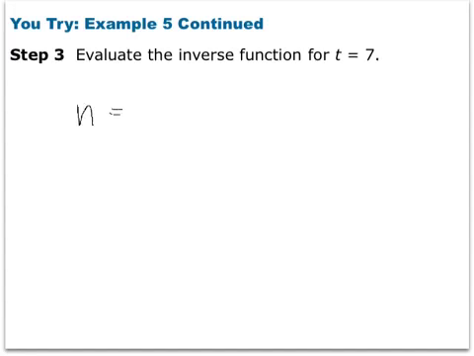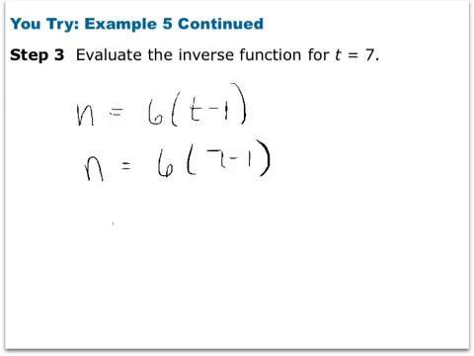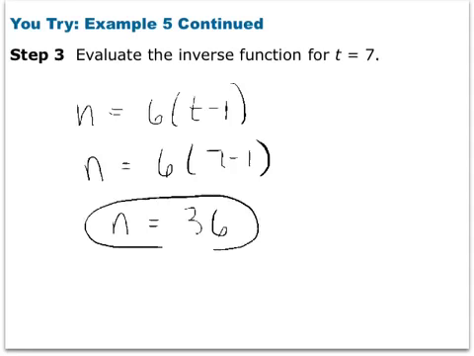N equals 6 times t minus 1. Evaluate for t equals 7. 6 times 7 minus 1. The number of ounces is 36 ounces of water should be added. That's all I got for today.